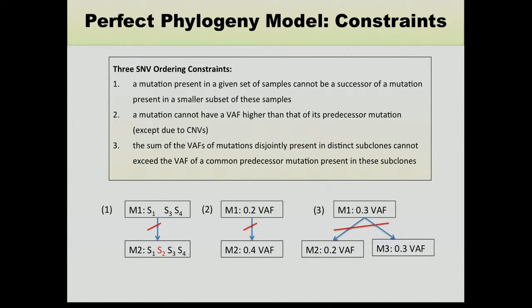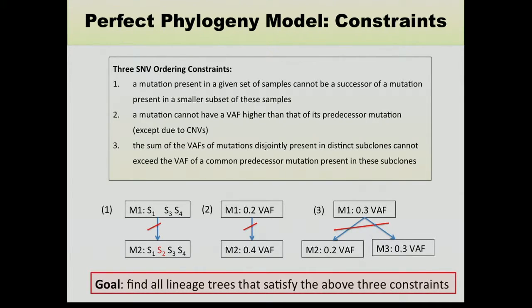So given these constraints, our goal is to find the lineage tree. For the given set of mutations that we're looking at, find a lineage tree that satisfies these constraints. This is the goal of our model.